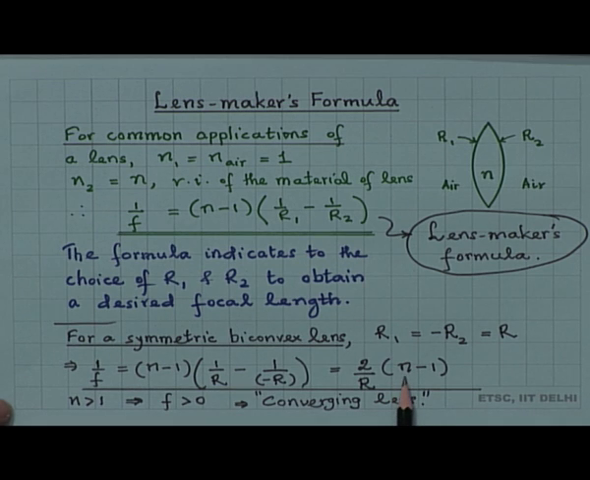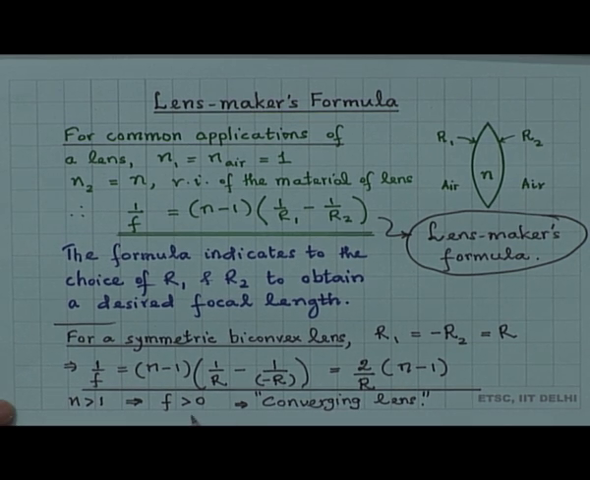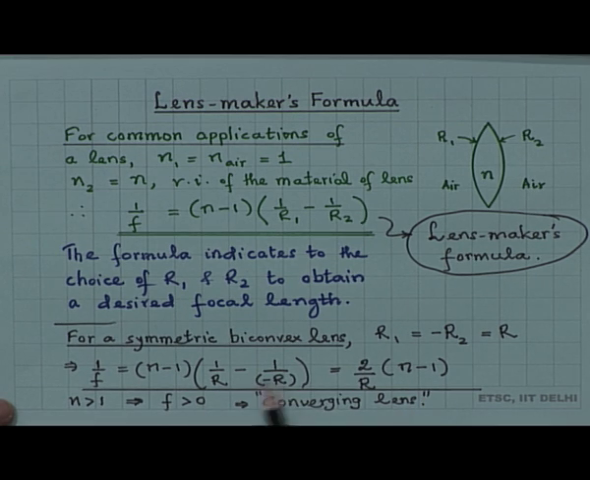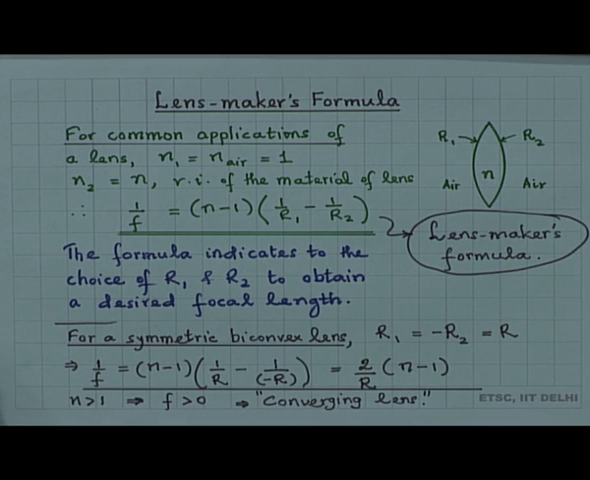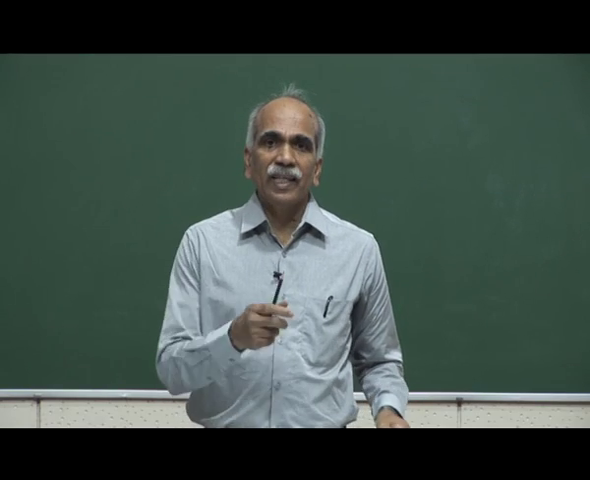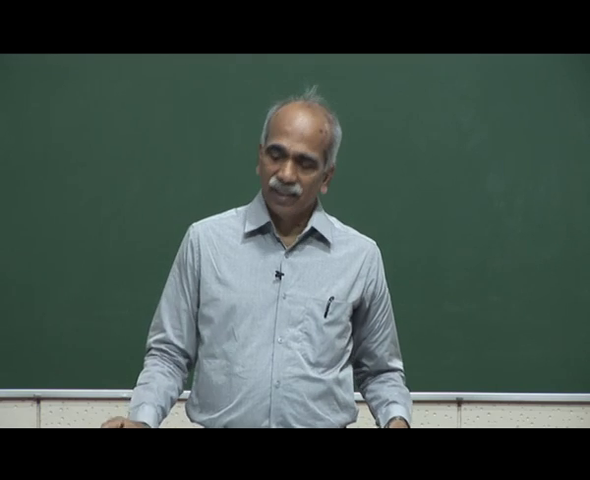So, note that n is the refractive index of the material of the lens, which is greater than air, n is greater than 1. Therefore, f, the focal length, is greater than 0, which is positive. So, that is called a converging lens. A converging lens has a focal length which is positive. So, what about a diverging lens? Let us see converging and diverging lenses.